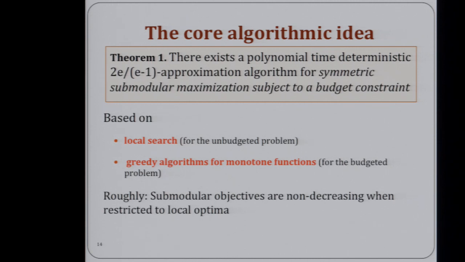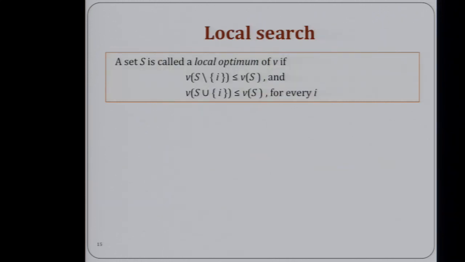Roughly what happens is that for submodular objectives, once we identify a local optimum, even for a non-monotone submodular function, we can prove that a non-monotone submodular function becomes monotone when restricted to the local optimum. Roughly, this is the idea. So then we can apply known mechanisms for monotone submodular functions. Well, I'm saying roughly because eventually things do not work out as nicely.